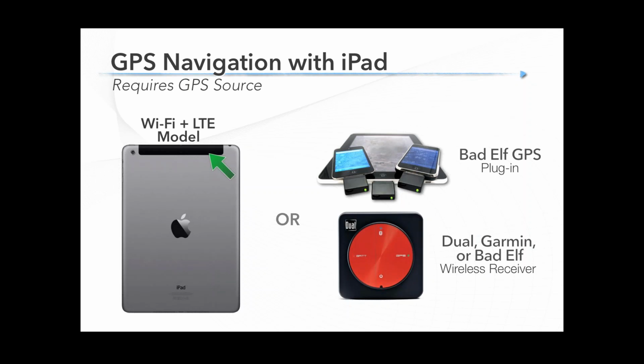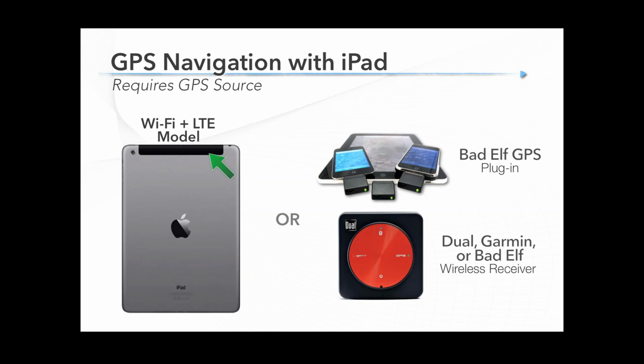So I want to touch on the GPS briefly. Again, the model with the LTE, the Verizon, AT&T, Sprint service, has the built-in GPS, but you do have the option of adding a GPS. And there's really kind of two categories of products there when you want to add that GPS chip to your iPad for navigation. And that's the Bad Elf plug-in model that you see at the top right that plugs right into the bottom of your either Lightning connector port or the 30-pin connector.